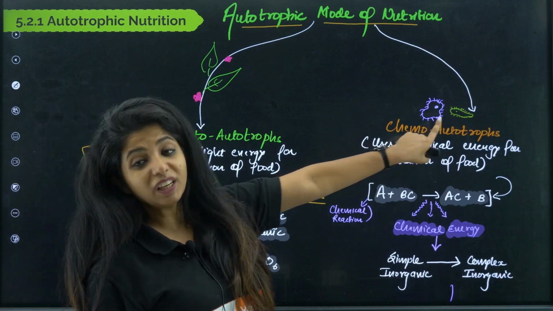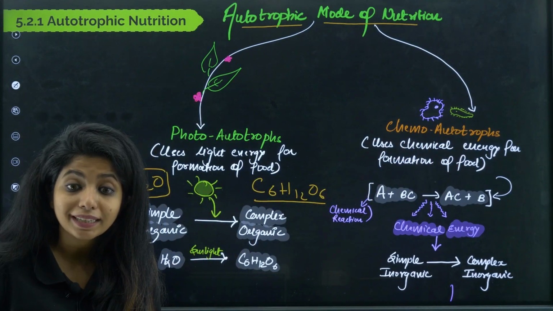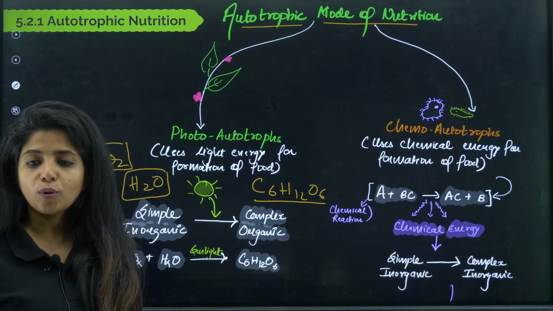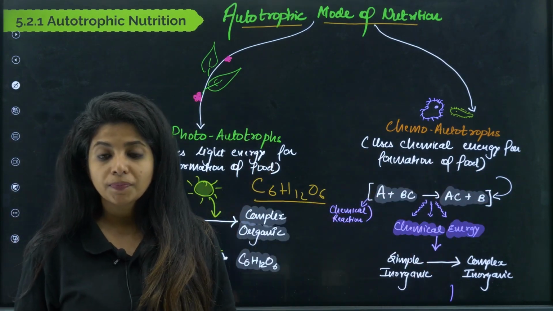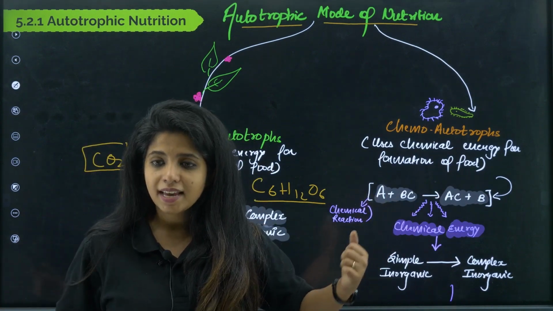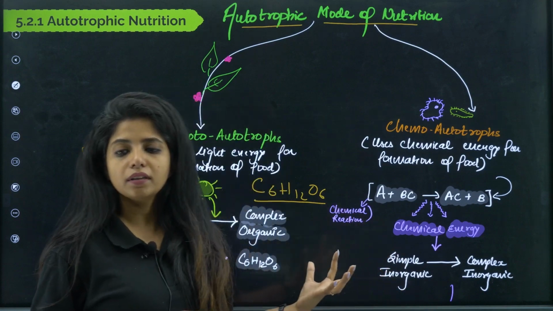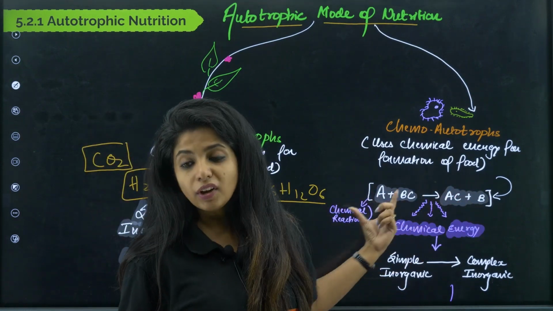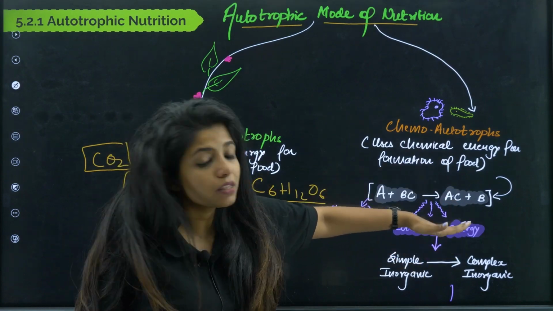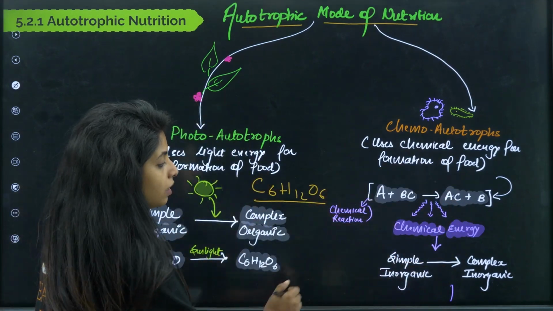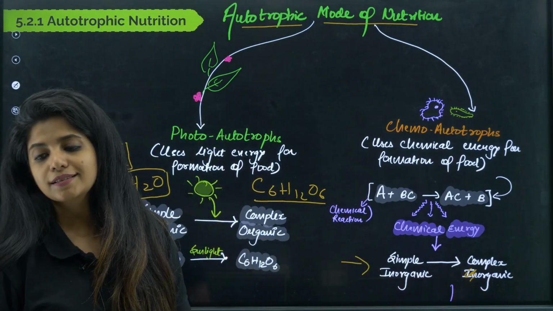Now on the other hand, you have chemoautotrophs. Certain bacteria are known as chemoautotrophs. What do they exactly do, children? They use chemical energy for the formation of food. Where do they get chemical energy from, ma'am? They have some chemical reactions ongoing in their body. They convert this to this, and in doing so they release chemical energy, which they use for finally converting simple inorganic things to complex organic things.